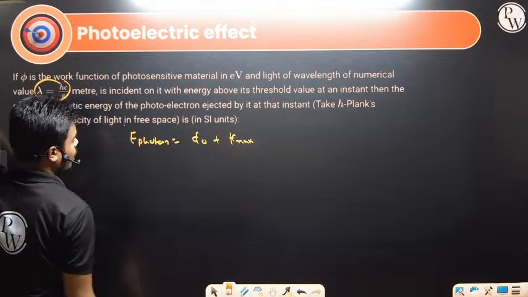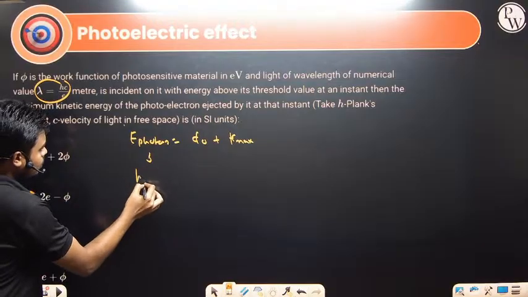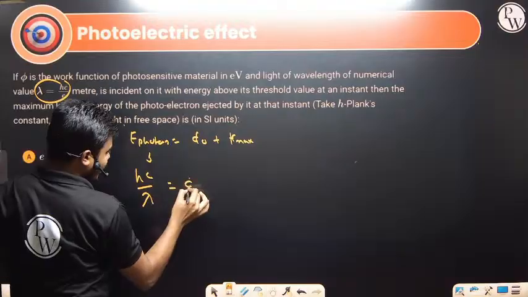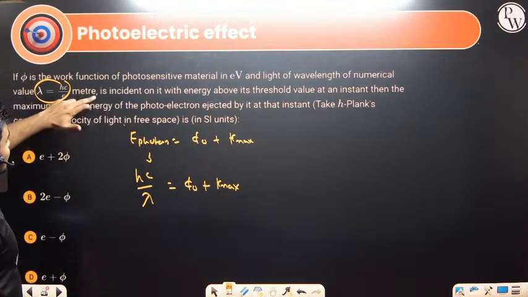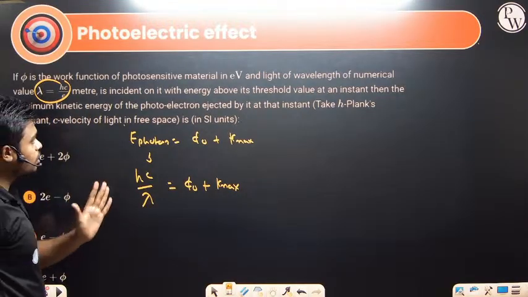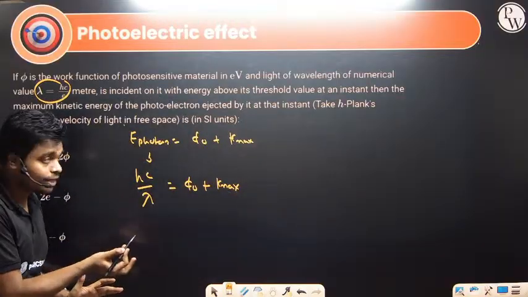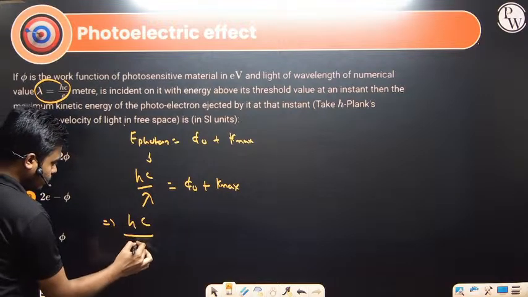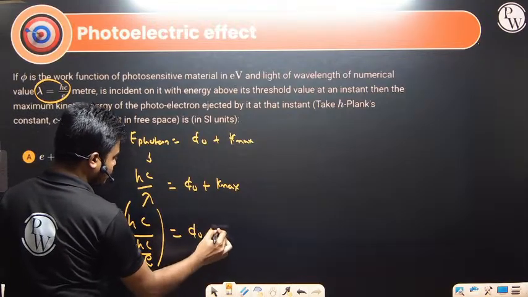Okay, and what are they asking? Light of wavelength. If you write in terms of wavelength, the energy of the photon is hc by lambda, which equals phi naught plus K max. It is incident on it with energy above its threshold value, then the maximum kinetic energy of the photoelectron ejected at that instant is given by. So we have to write the value of lambda. What is the value of lambda? hc by E. So let's calculate that. hc divided by hc by E equals phi naught plus K max.